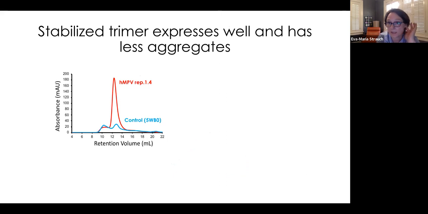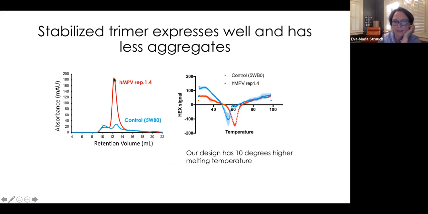And so we expressed our four candidates. Two of them look great. This is the control, which is the existing crystal structure, which you can see has a lot of aggregates, and our construct had a really nice clean trimeric peak. Also, like a 10-degree improvement in its melting temperature, our measurement for the free energy in the system.